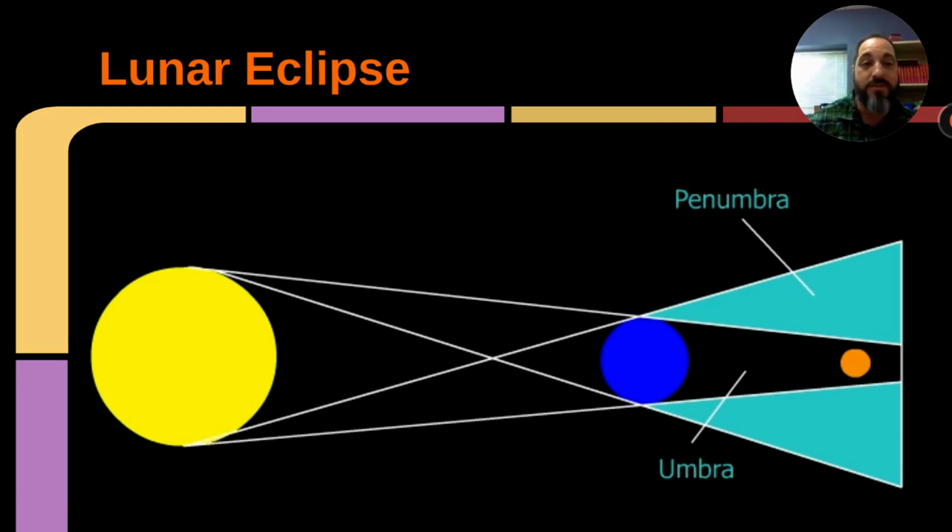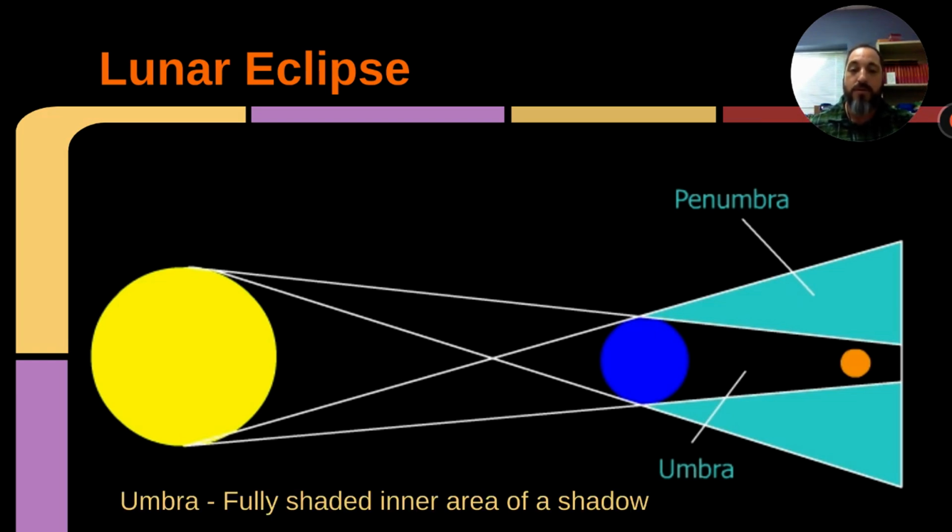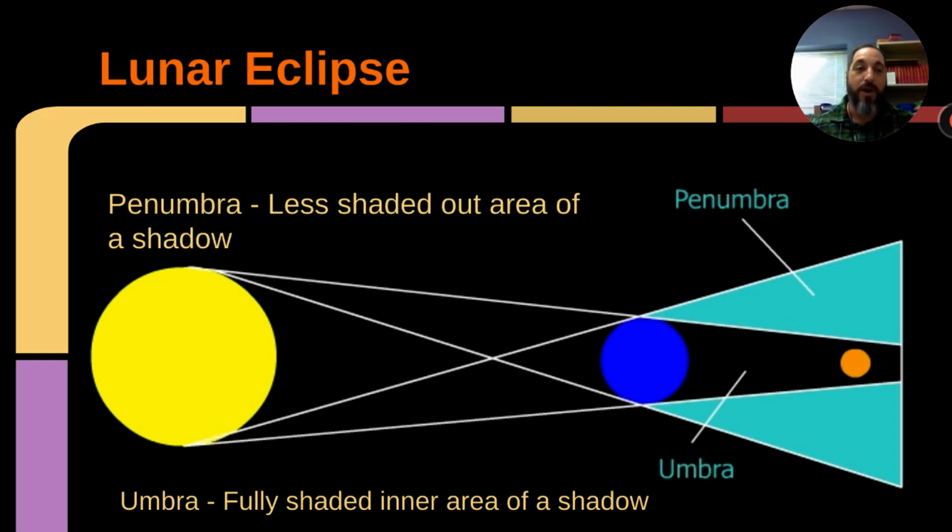We've got the umbra, which is the dark middle, and then we've got the penumbra, which is the not quite so dark part of our shadow. Every single shadow has these two parts. So the umbra is the fully shaded inner area of the shadow, and the penumbra is the less shaded outer area of the shadow.